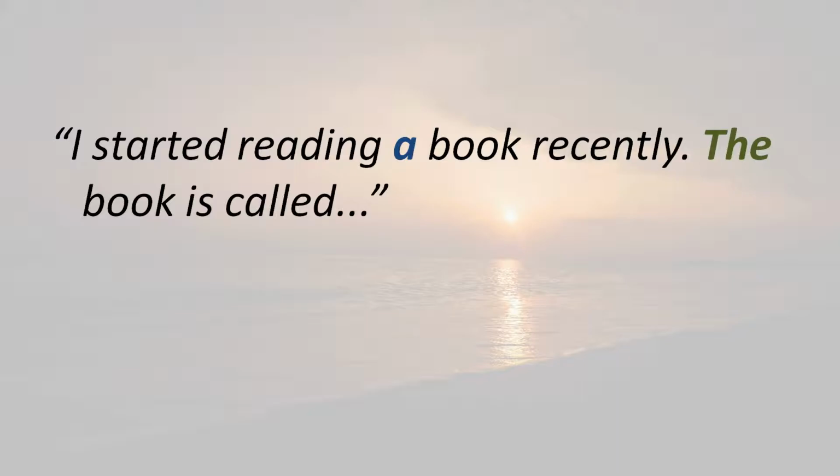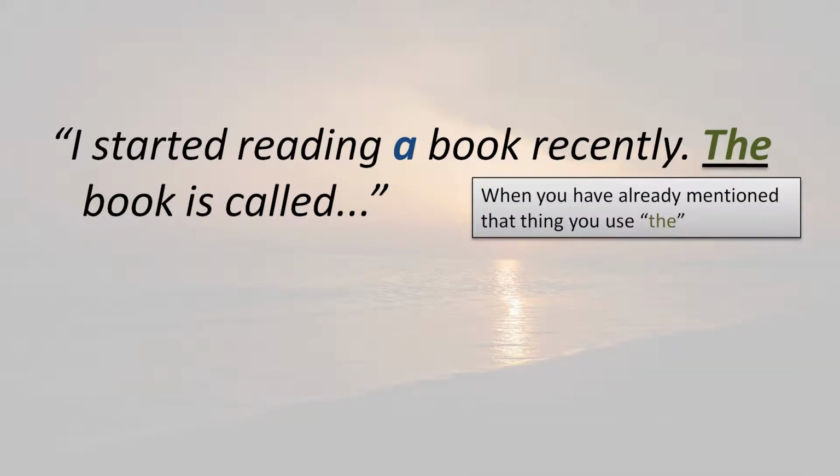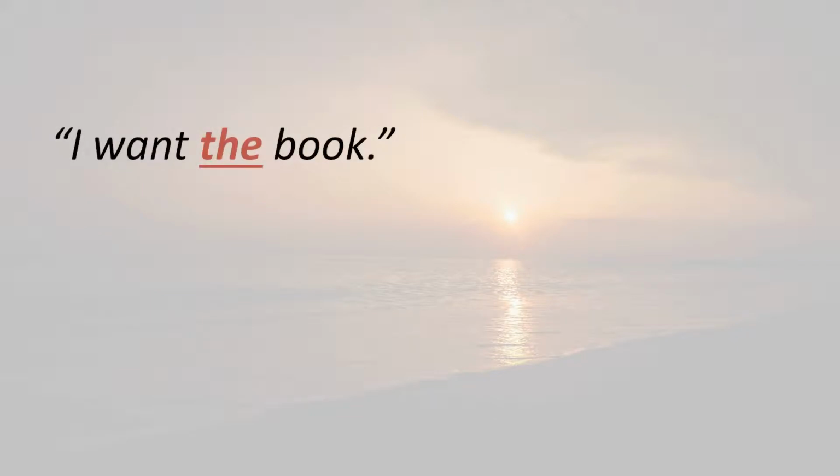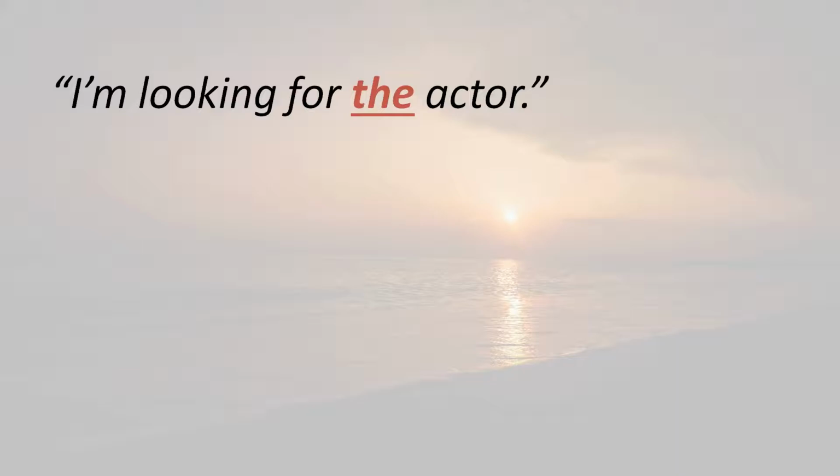The book is called... When you are talking about a specific thing for the first time, you use a, unless it's obvious which specific thing you're talking about. When you have already mentioned that thing, you use the. I want the book. Saying the book here is like saying the book which I already mentioned. If you haven't already mentioned it and people don't know which book you are talking about, you can't use this article here.